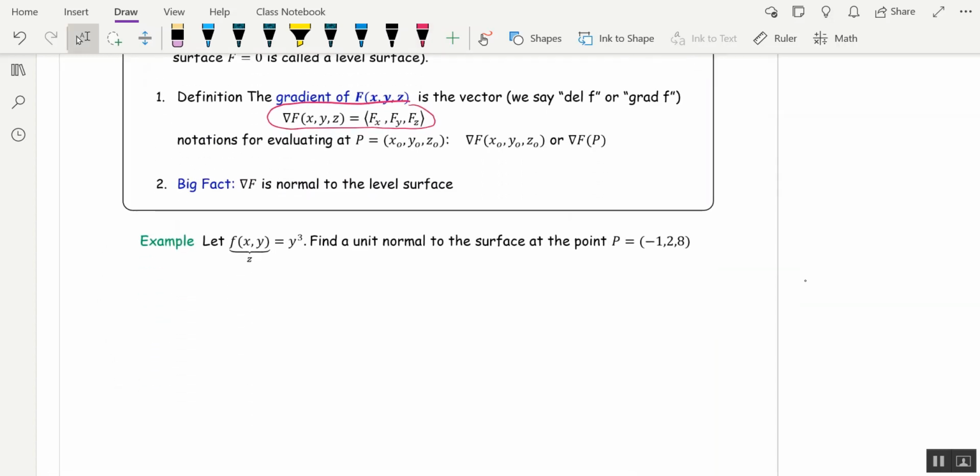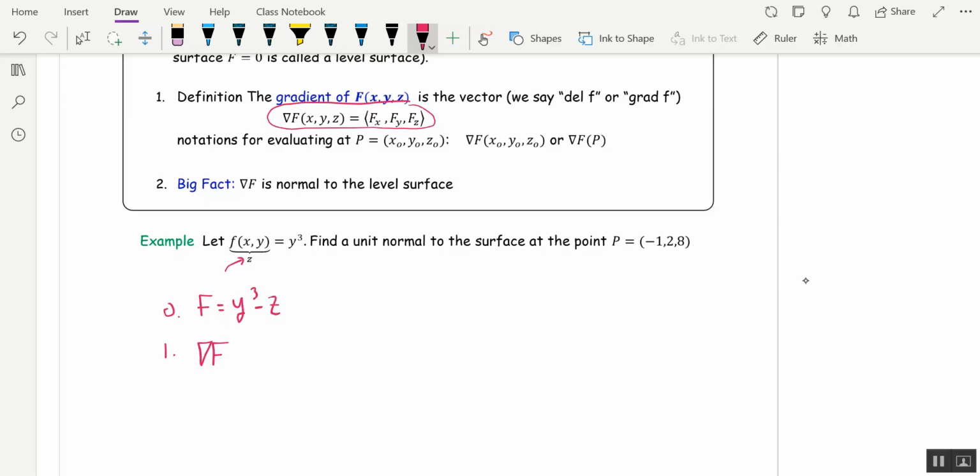If f of x, y is y cubed, find a unit normal to the surface at the point P. So f of x, y is z, which I have written right here. So step 0 is to form a big F. Big F is move all the terms to one side, y cubed minus z. And then the surface will be defined by big F equals 0. Now we can form the gradient.